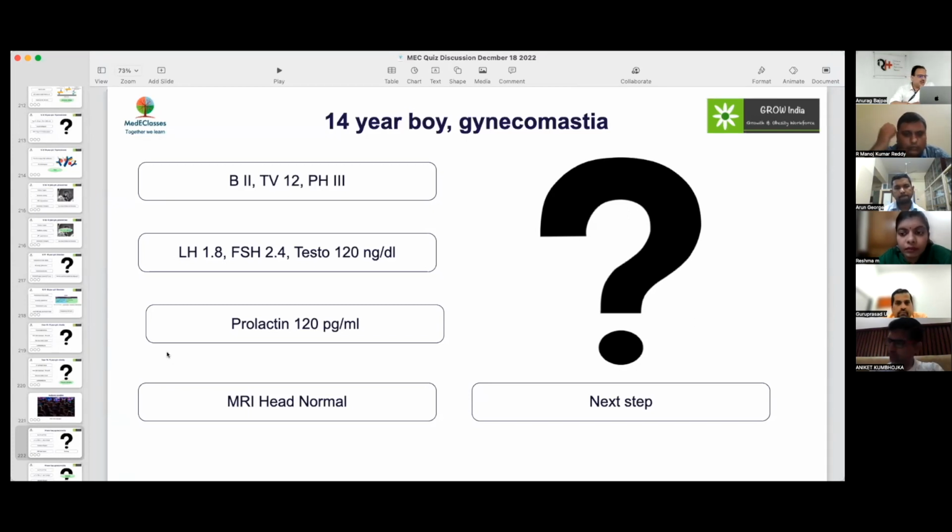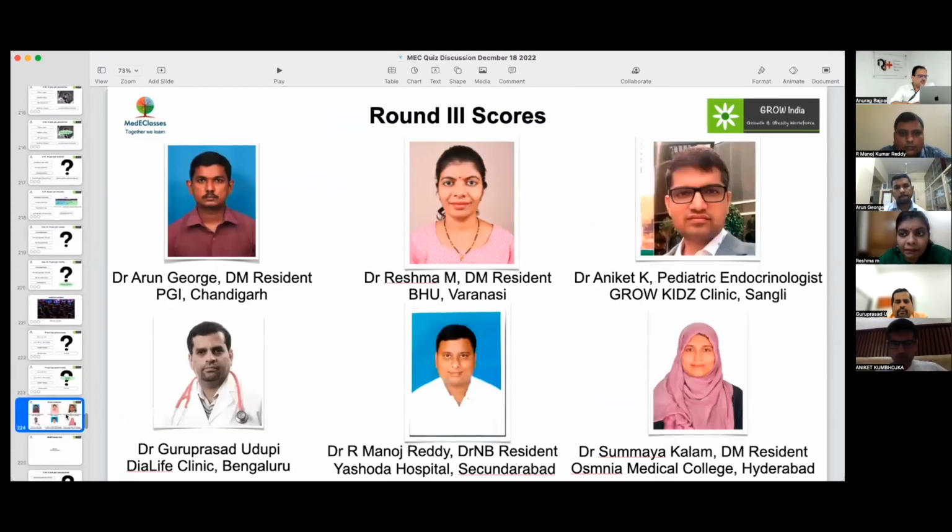So this was a very interesting third round. Before we head towards the final round, let's go to the scores. It's very neck to neck going on. 25 marks each for Dr. Arun and Dr. Reshma. 20 each for Dr. Aniket, Dr. Guru Prasad, and Dr. Manoj, and 15 to Dr. Somaya. So it's a very neck-to-neck fight going on. So let's see what happens in the fourth round before we go ahead for the buzzer on that.